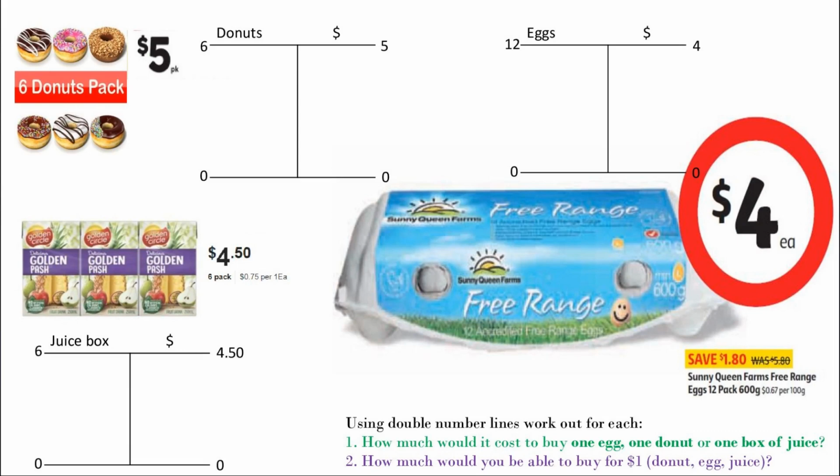So there's some double number lines. Hopefully you've got your pen and paper and a calculator if you want to. How much would it cost to buy 1 egg, 1 donut, or 1 box of juice? So I want you to have a think about which side is the 1 on when I say 1 egg, 1 donut, or 1 box of juice.